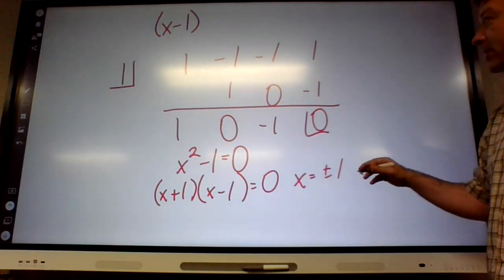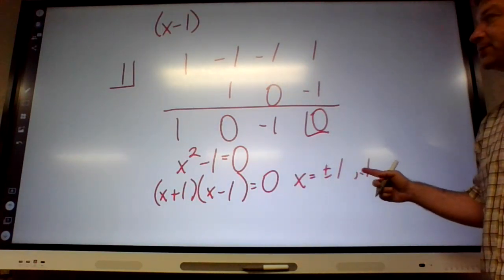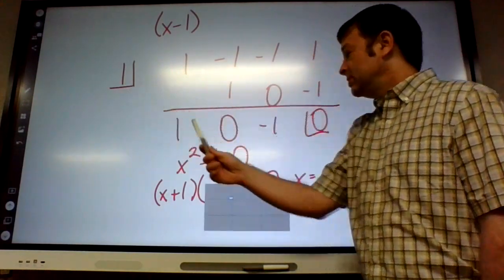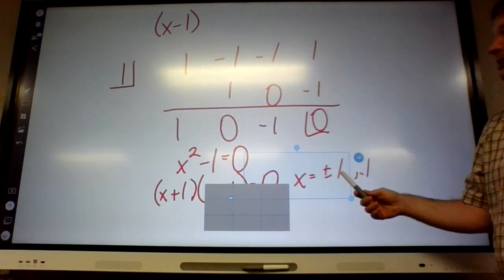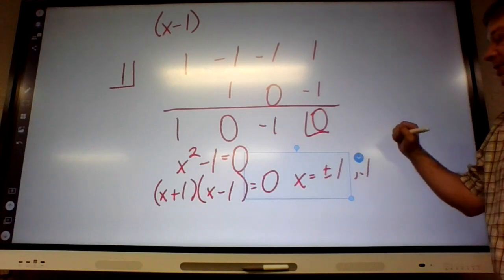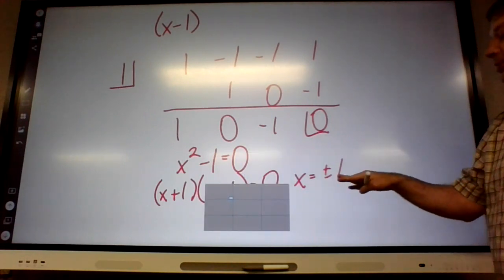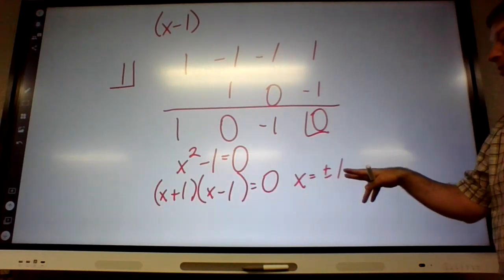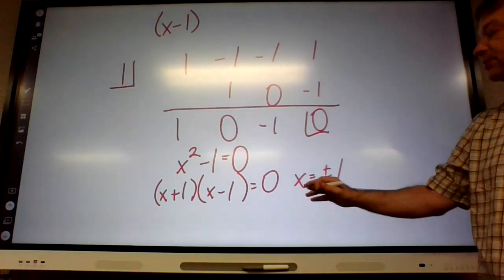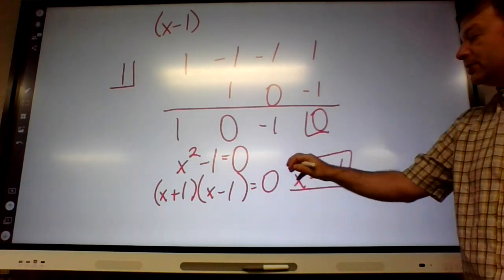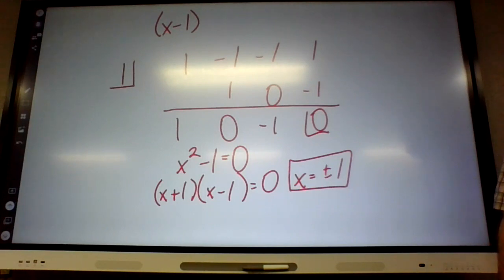Now, we already had 1 as an answer from before. So 1 is kind of an answer twice. Later on we'll learn it's called a double root, but it still only counts as one answer though. So positive 1 and negative 1 are the two answers.